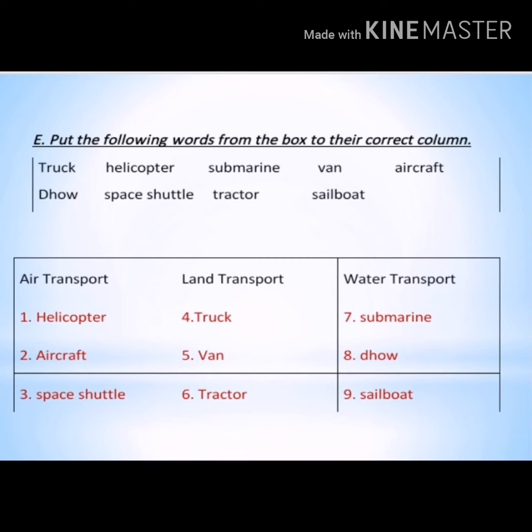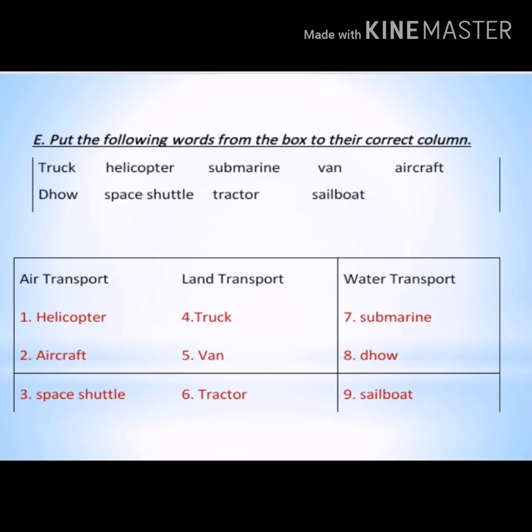Number 1, air transport, land transport, and water transport. Where do we put truck? That is land transport. Helicopter, that is air transport. Submarine, you find that one in water transport. Van, land transport. Aircraft, air transport. Dome, water transport. Space shuttle, in air transport. Tractor, on land transport. Sailboat, on water transport. So that is how you are supposed to arrange them.